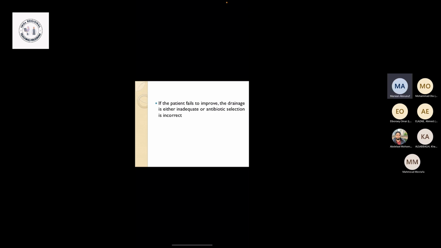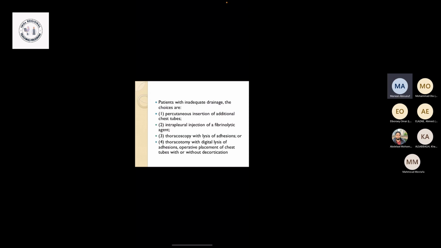If the patient fails to improve, the drainage is either inadequate or the antibiotic selection is incorrect. For inadequate drainage, the choices are: maybe there is another loculus that the first drain is not draining well, so I will insert another drain in the other loculus. Second, maybe use a fibrinolytic agent injected through the first drain into the pleura to open the loculation and septation together. Maybe do a thoracoscopy, seeing the pleura and trying to cut these adhesions to open the effusion together, or surgery with thoracotomy with digital lysis of adhesions and operative placement of a chest tube. Maybe if the pleura is sick and not improving, do decortication.